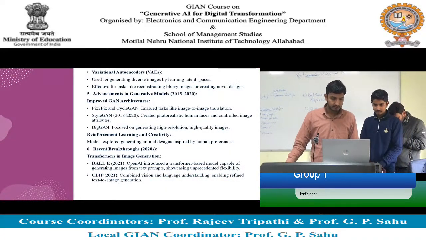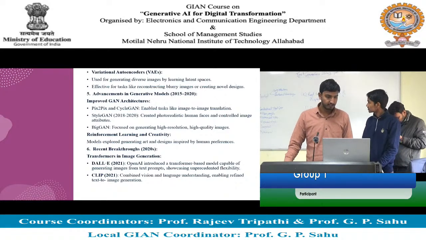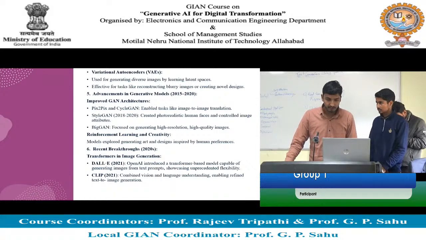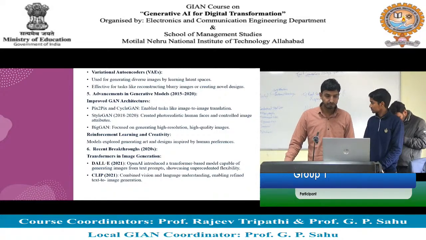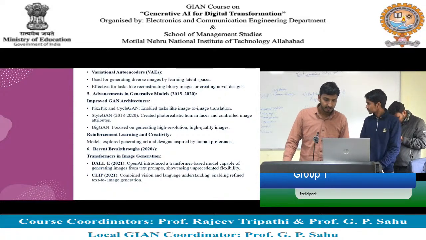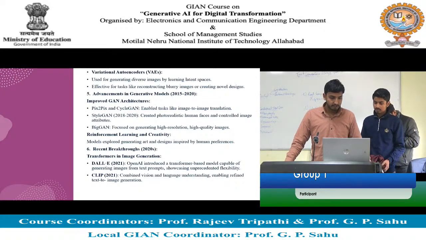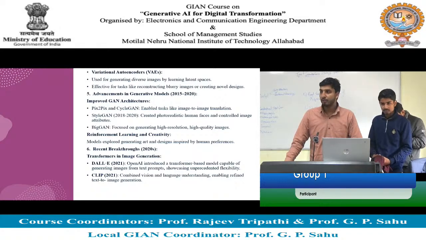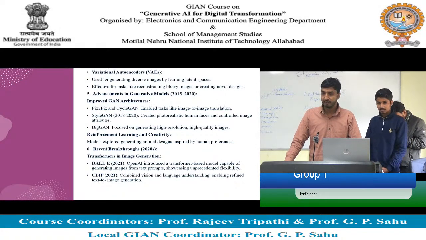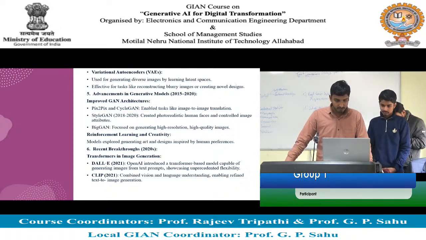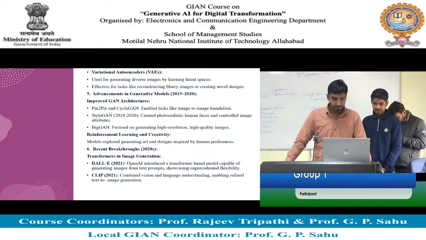Advancement in generative AI models, 2015 to 2020. Many GAN architectures were improved, enabling tasks like image-to-image translation, creating photorealistic human faces, and controlled image attributes. There is also reinforcement learning and creativity, which cross-verifies the image with the user, whether it is being generated well or not. So models explore generating art and designs inspired by human preferences.